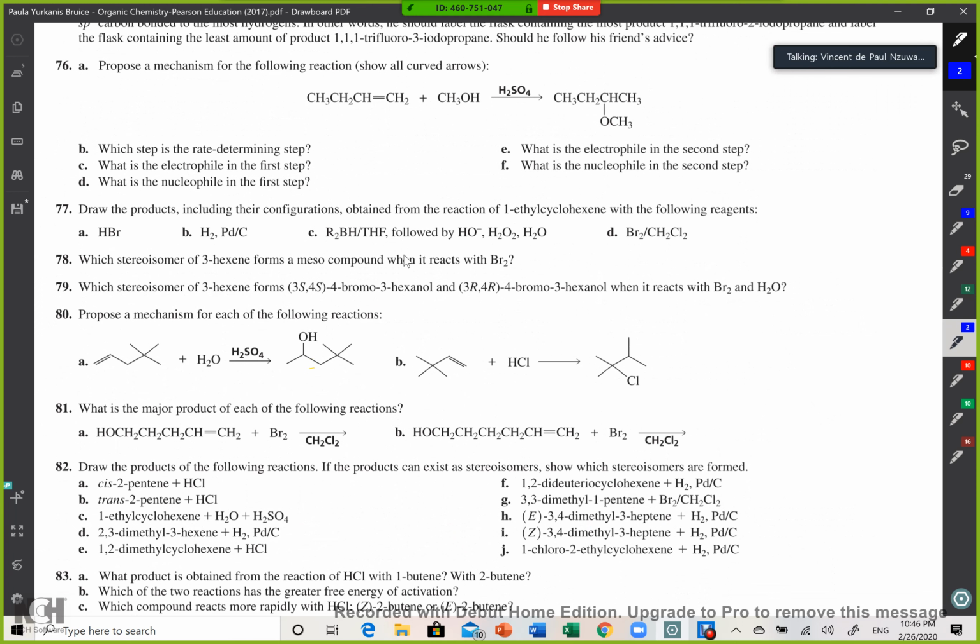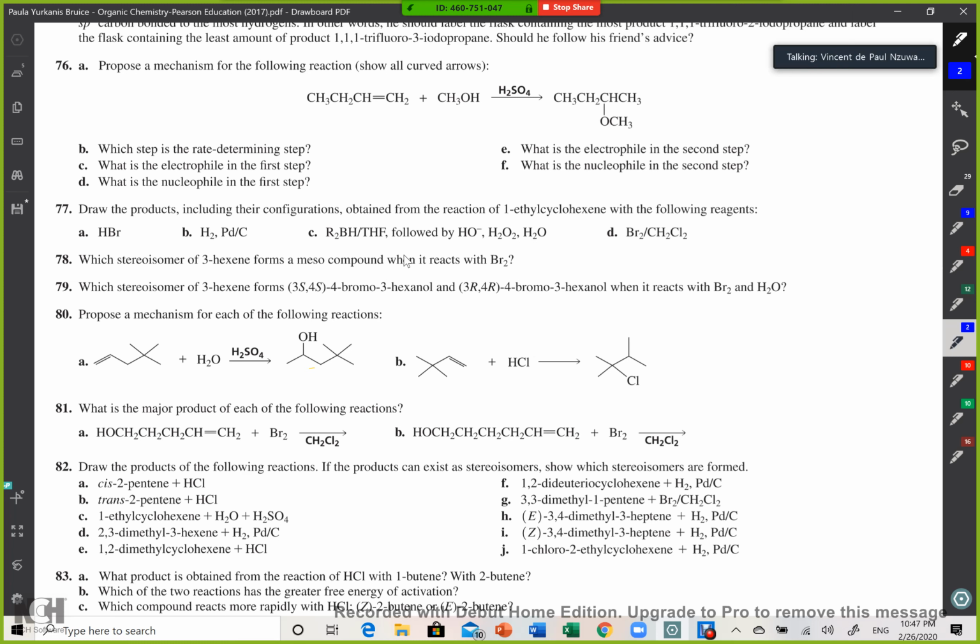The remaining stuff, you just have to do on your own. Like the nomenclature, you need to practice your nomenclature. Know how to determine the E and Z configuration. And know which one is more stable, the E or the Z, and stuff like that. Those are the things that you need to know.